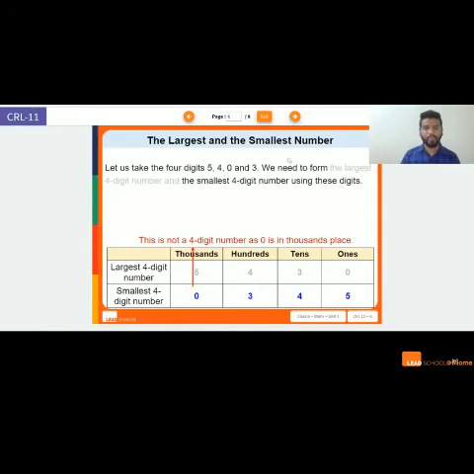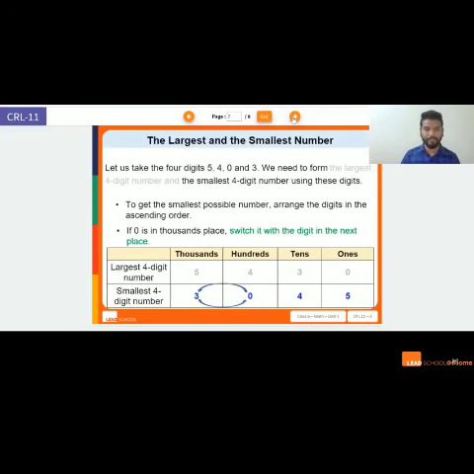So what I'm going to do is I'm going to then go to the next lowest number and then I'll move to my highest place value. The next lowest number in these 3 numbers is 3. So I'll replace my 3 here, I'll move my 0 here. Now I made it a 4-digit number. If 0 is in thousands place, switch it with the digit in the next place.